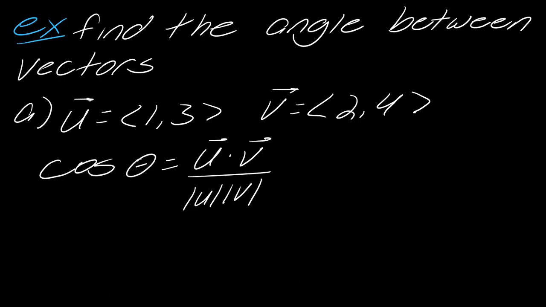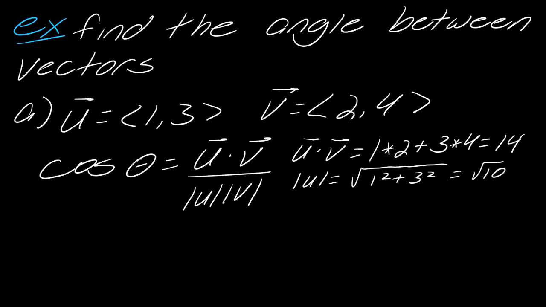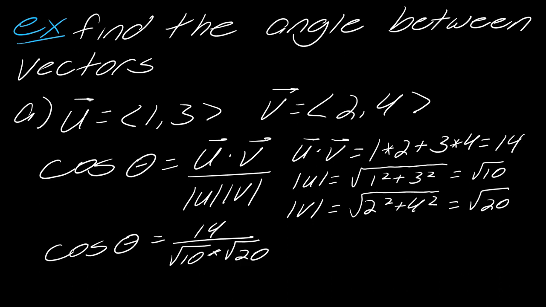So you can take this formula and then you just go through and find all the numerical pieces of it. If I take u dot v, it's going to be 1 times 2 plus 3 times 4, so that's going to be 14. Then I have to find the magnitude of u, so I take 1 squared plus 3 squared and get 10. And then the magnitude of v is 2 squared plus 4 squared, which equals 20. Okay. So then I can just plug all those pieces in, right? So 14 divided by the square root of 10 times the square root of 20.